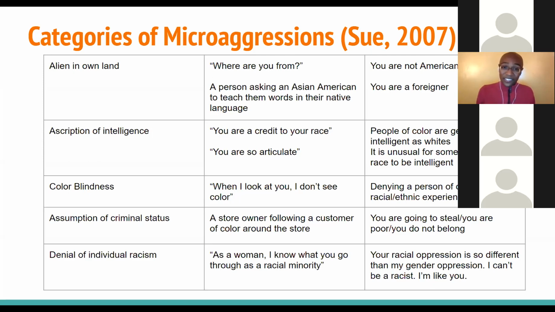So ascription of intelligence, credit to your race, you're so articulate, holding a meaning of, I stereotype, or I believe that Black people or people of color are not generally as intelligent as whites. Color blindness. When I look at you, I don't see color, basically ignoring their different experience. Assumption of criminal status. A store owner following a person of color around a store. Denial of individual racism. You usually see that one in like, oh, I have my experience of being a woman, a disabled person, etc. So I get your experience. That's a definite micro-invalidation.